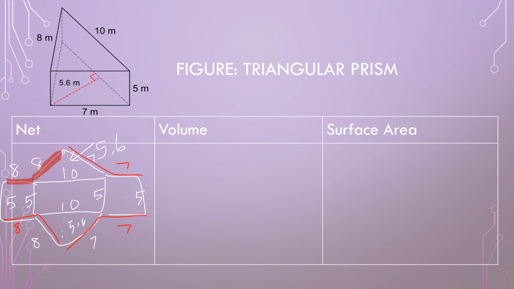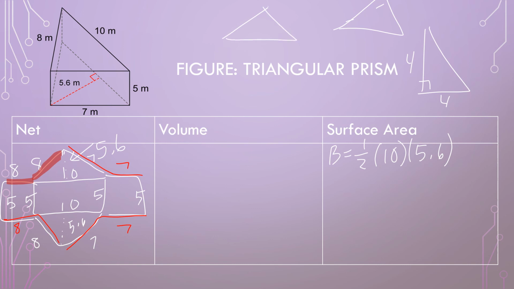So I figured out surface area first. The area for a triangle is 1/2 base times height. So I'm going to do 1/2. The base of this triangle is 10, and the height of the triangle is 5.6. This was different than what we did last week, because we had 4 and 4. When we have a triangle like this, our height is down the middle, and then our base is there. Whatever is perpendicular to the base is our height. So the area of the base is 28.